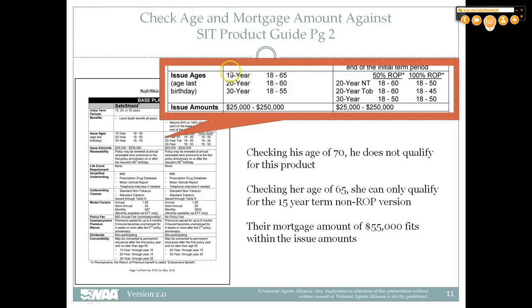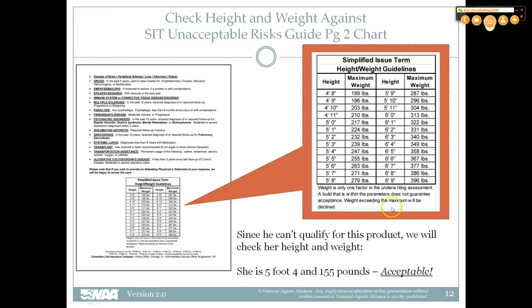The non-return of premium version of SafeShield. And then their mortgage amount of 55,000 certainly fits within the parameters here. Okay, again, we check height and weight. Since he can't qualify for the product, I'm not going to look at him, but I'm going to look at her, 5'4", 155. Obviously, she fits and she's acceptable.